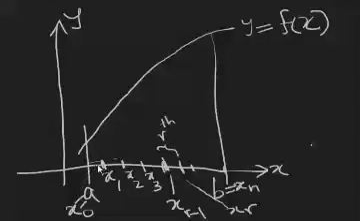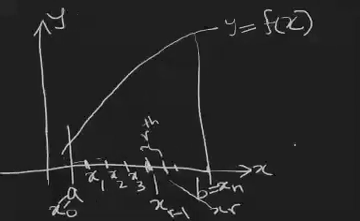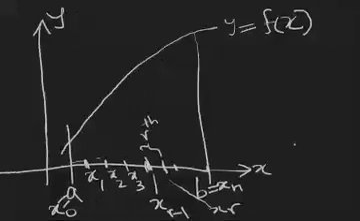What we did was we split this whole AB interval into sub-intervals. So this is a partition. Let's denote that. Let's denote this partition as P.